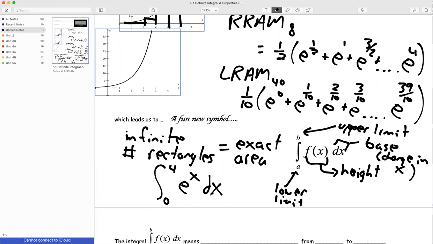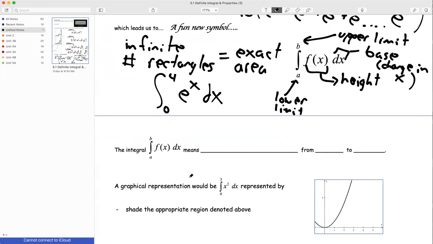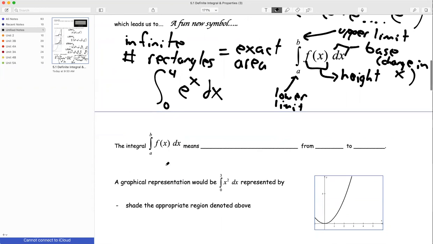Okay, so just to be clear, let's go to the next page and fill in the blanks. The integral from a to b of f of x dx means, what am I finding when I integrate? It is the area under the curve.